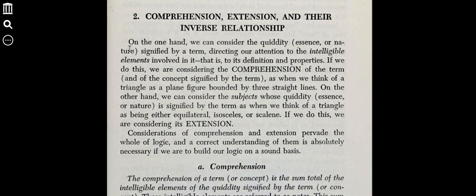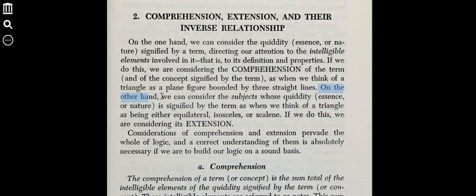So the author writes, "On the one hand, we can consider the quiddity, essence, or nature signified by a term, directing our attention to the intelligible elements involved in it, that is, to its definition and properties. If we do this, we are considering the comprehension of the term and of the concept signified by the term, as when we think of a triangle as a plane figure bounded by three straight lines." We're thinking about quiddity, essence or nature, the whatness. What is it? We're thinking about the definition, basically.